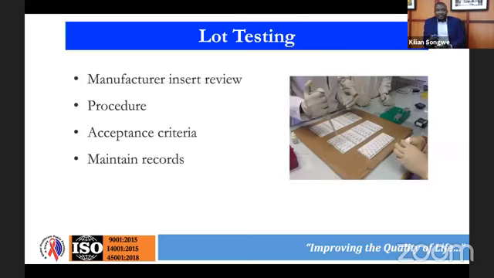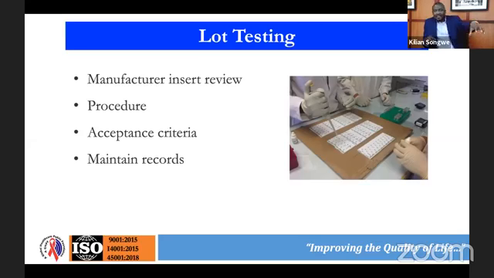And also you have to have a procedure for conducting load testing, because this procedure is going to guide you on a lot of things, on how we are going to do it, but also what is the acceptance criteria that you're going to use. That is very important. And then you have to ensure that you maintain the records, because it is these records that you have to go back and look at when you're doing trend analysis.